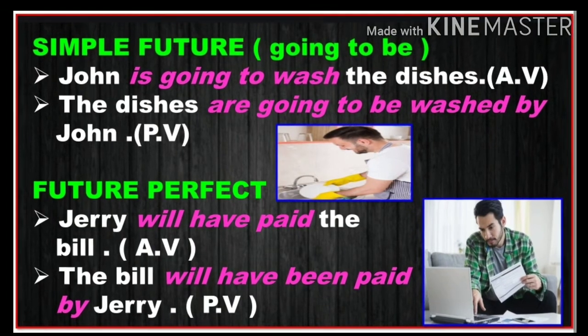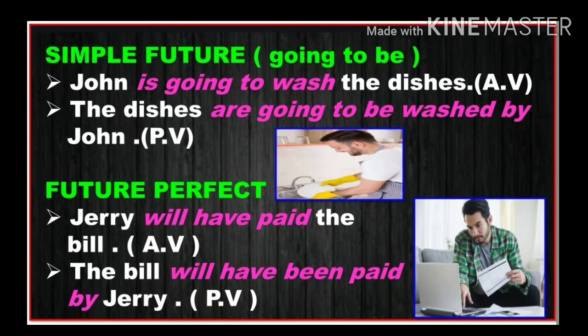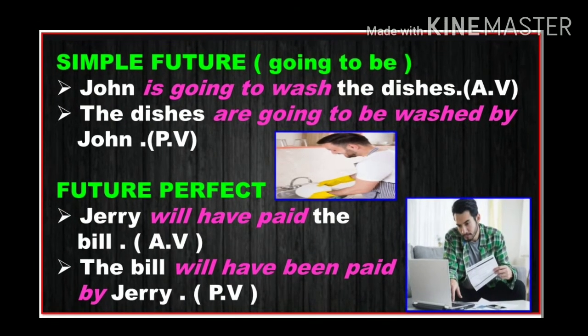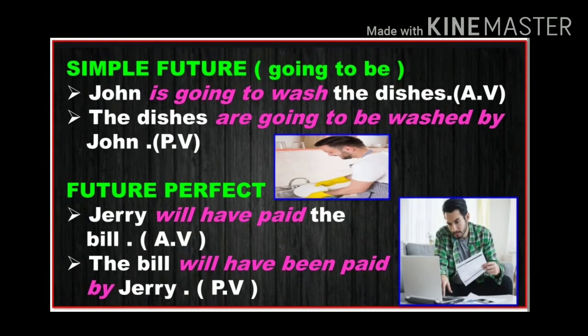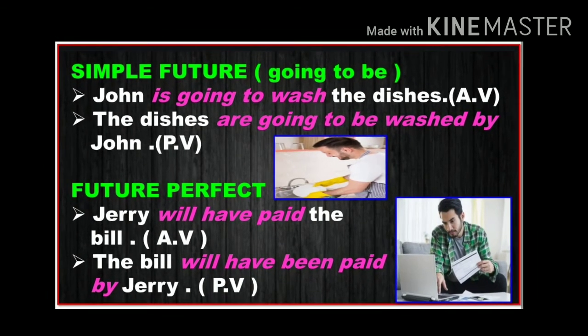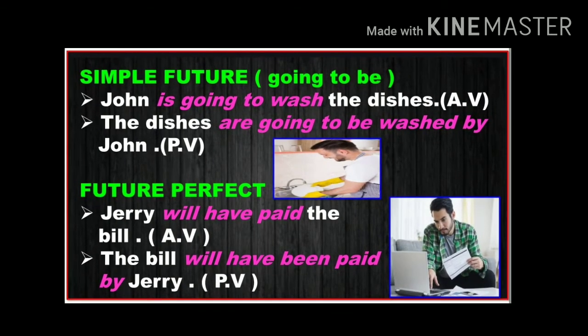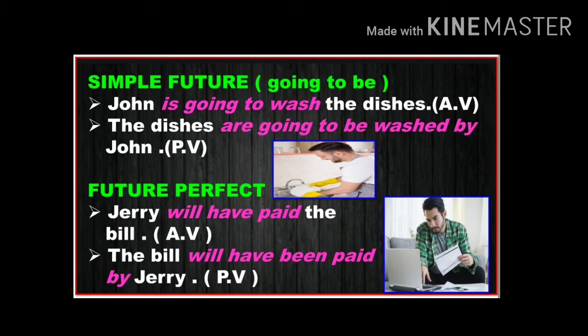John is going to wash the dishes, in active voice. The dishes are going to be washed by John. That is in passive voice. And the next one is future perfect tense. Jerry will have paid the bill. That is in active voice. The bill will have been paid by Jerry. That is in passive voice.